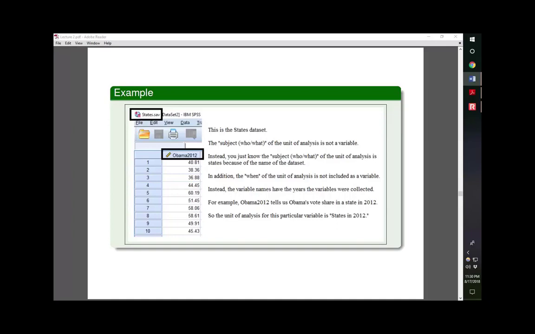Also, there is no variable in the dataset with the time frame in it. Instead, the variable names seem to have the years listed in them. So for the Obama 2012 variable, which measures Obama's vote share in a state, it is safe to assume that this data was from the 2012 election. Hence, the unit of analysis for this particular variable in this data set is the US states in 2012.